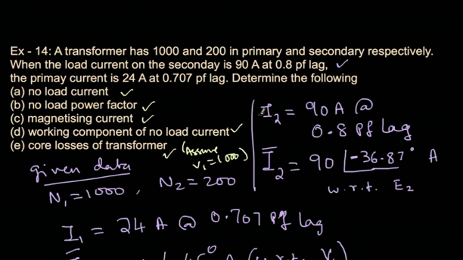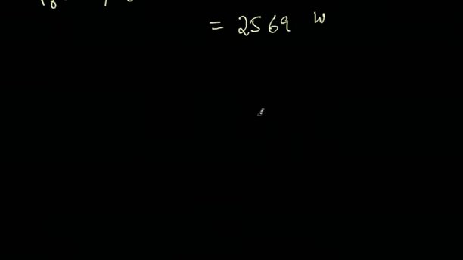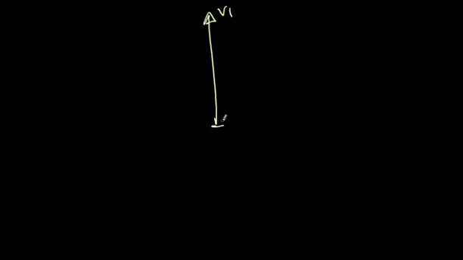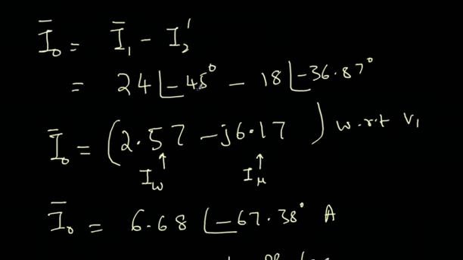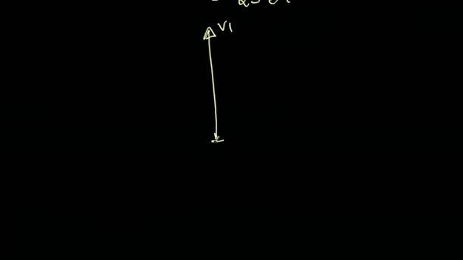That's about this example. So before we move forward, let's discuss the vector diagram of this so that we complete our understanding. So the question is, V1 was given to us, then I1 was also given to us. So what is I1? I1 is 24 amperes minus 45 degrees. So this current I1 was given to us, 24 amp minus 45 degrees.